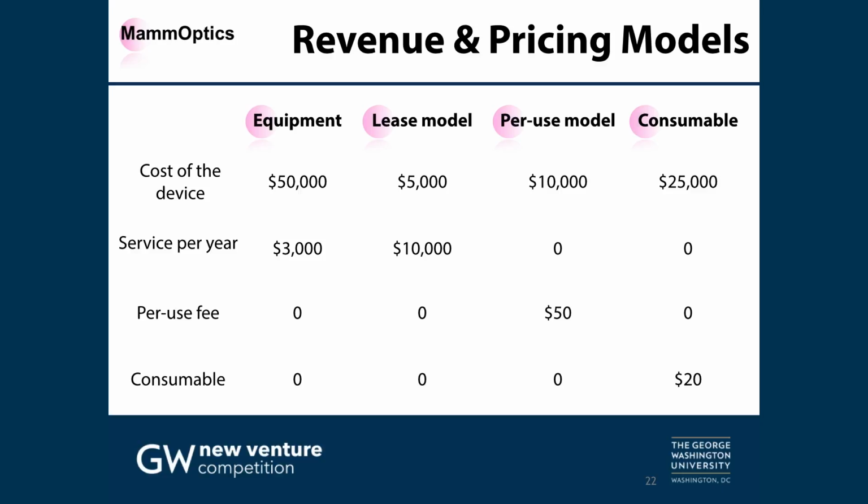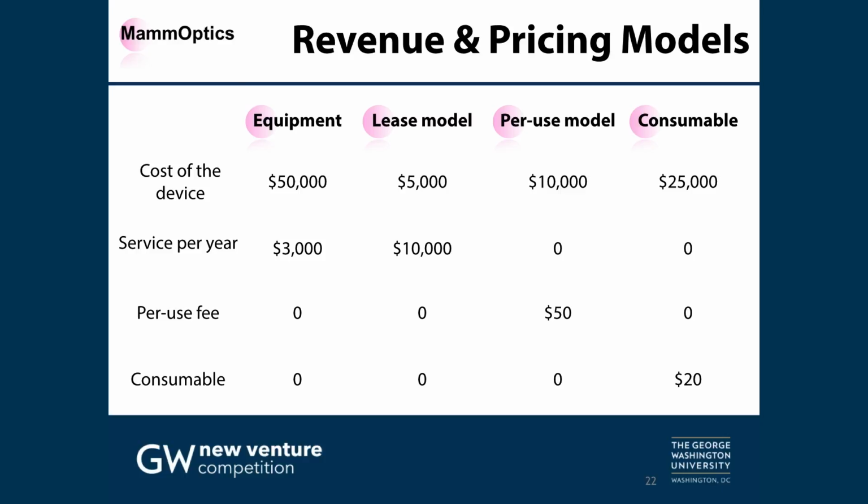They also considered leasing the product, so leasing it for $5,000 a year, but then adding a heftier service fee on top of it. They considered a third model, the per-use model, where they sold the product for an intermediate price, but then charged a fee per use. And then finally, they also considered the 4th opportunity, where they would make their money primarily on consumables. So sell the product, again, for a lower price, but charge for each of the consumables that the customer wanted.